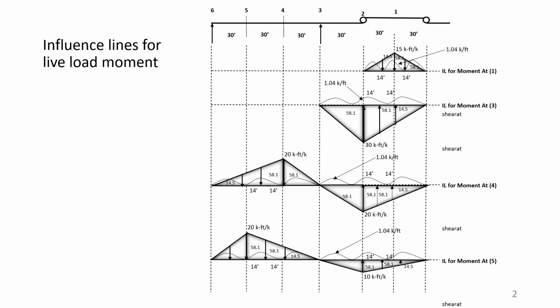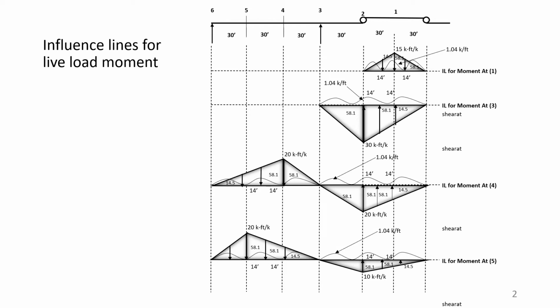the reaction at point 6 will be 1/3, because we have to multiply 1 into 30 divided by 90. The reaction will be 1/3, and the moment at point 4 will be 1/3 into 60, that is 20. Then this negative moment will also be 20 kip feet per kip. When we put the load at 2, the moment at point 4 will be 20 kip feet per kip.